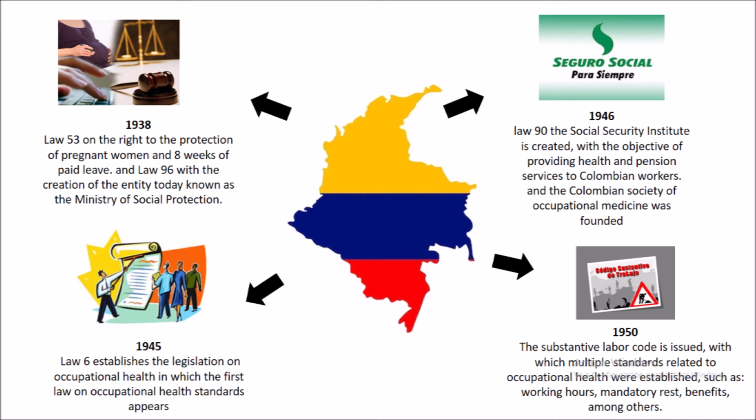In 1946, Law 90, the Social Security Institute is created with the objective of providing health and pension service to Colombian workers, and the Colombian Society of Occupational Medicine was founded. In 1950, the Substantive Labor Code is used, with which multiple standards related to occupational health were established, such as working hours, mandatory rest, benefits, and others.